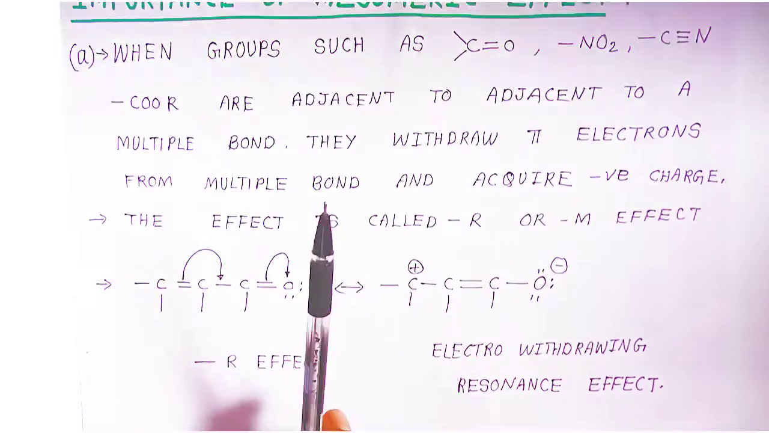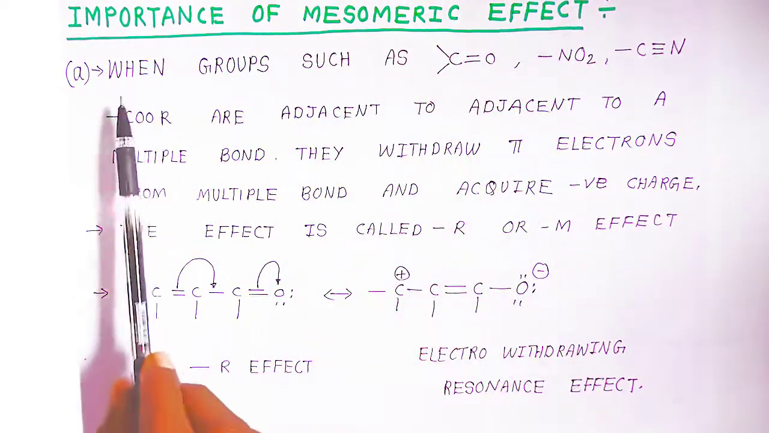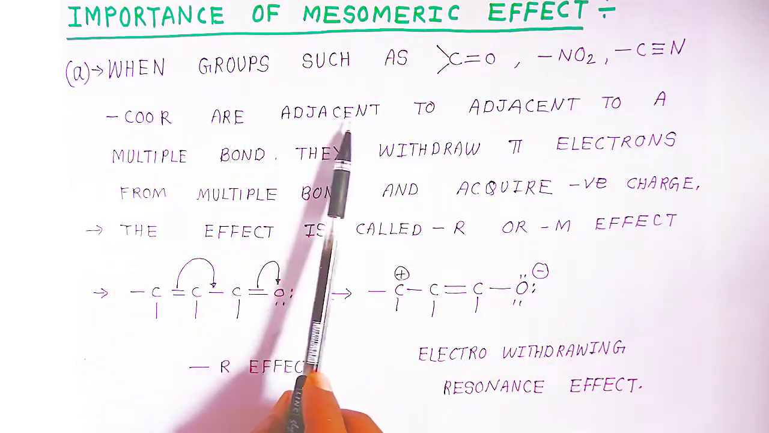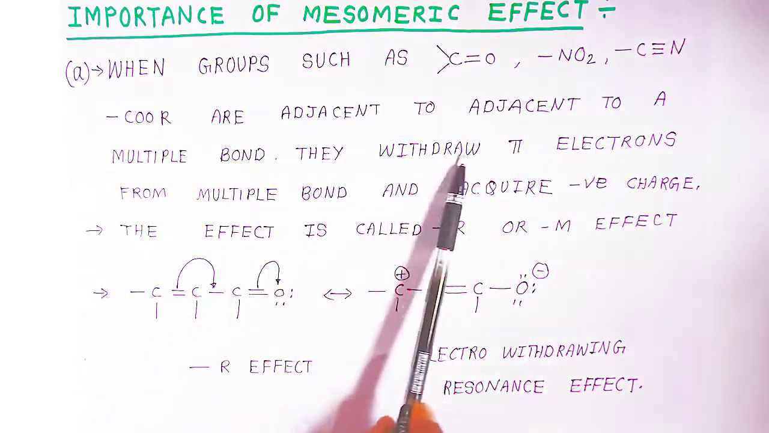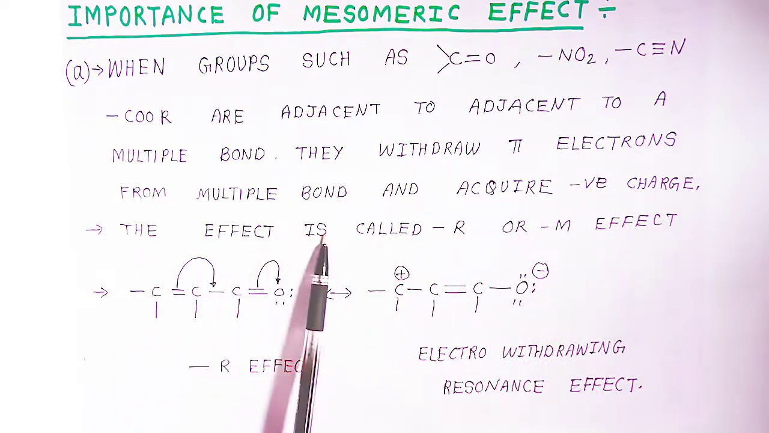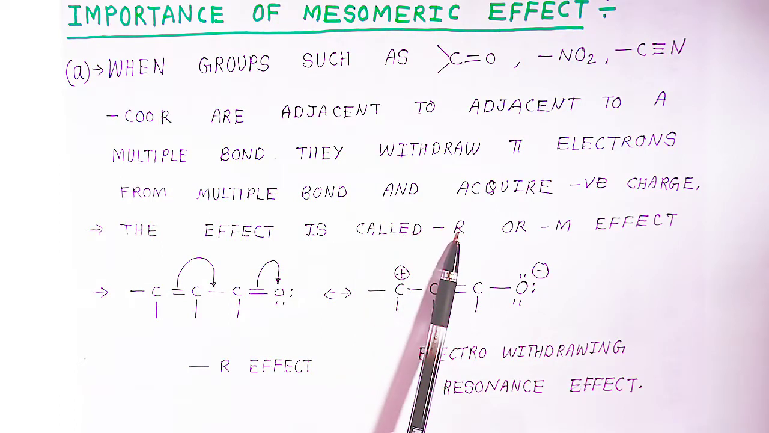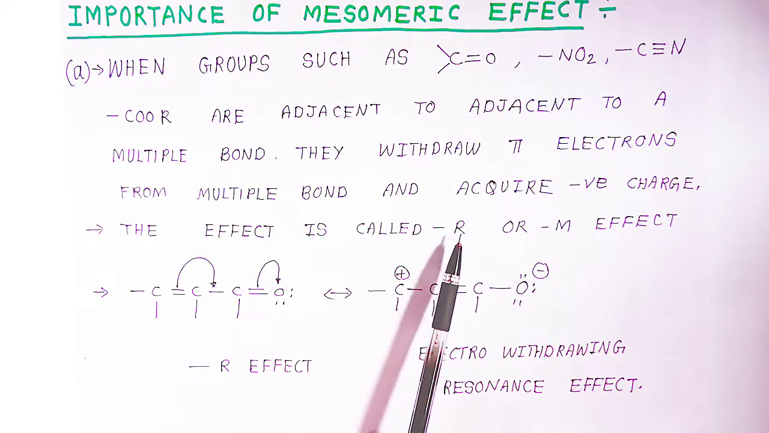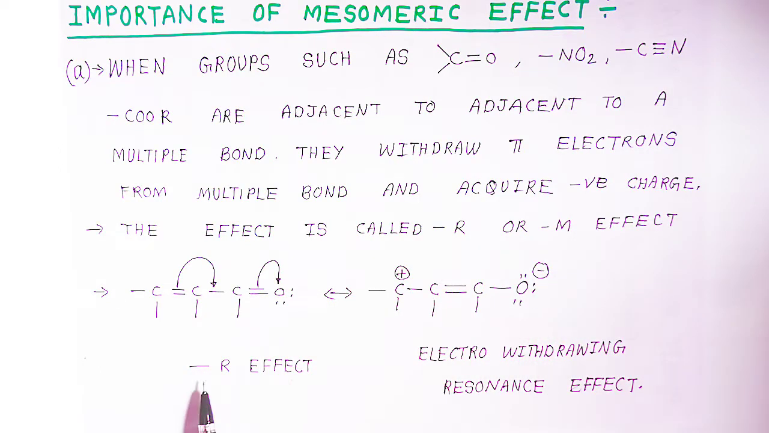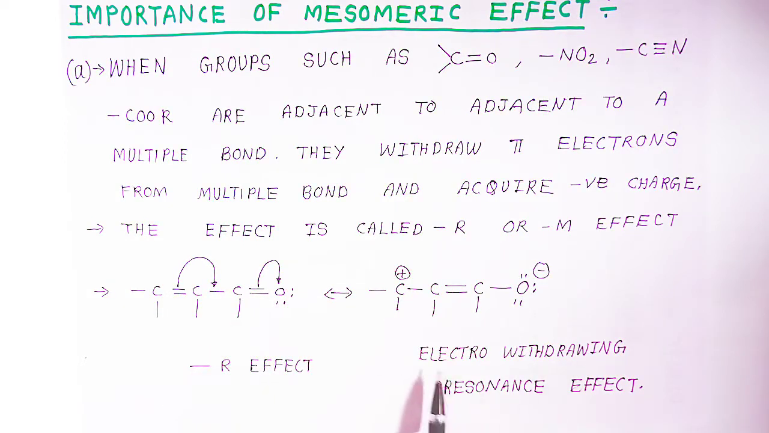Now we are going to see, students, the importance of the mesomeric effect. When groups such as carbonyl, nitro, cyanide, and ester are adjacent to a multiple bond, they withdraw pi electrons from the multiple bond and acquire a negative charge. The effect is called minus R, that means negative resonance, or minus M, the mesomeric effect. Here, students, I have given the minus R effect, that is negative resonance, because of this carbonyl, the electron withdrawing resonance effect. Understanding, students? So this is called negative resonance.